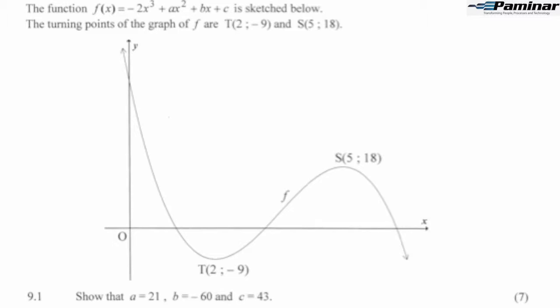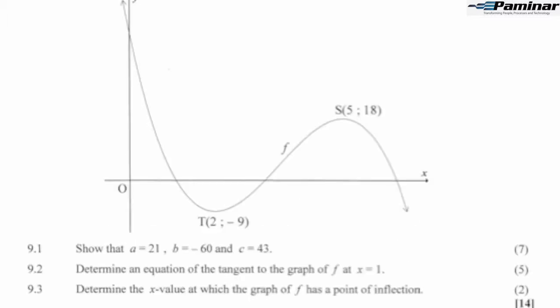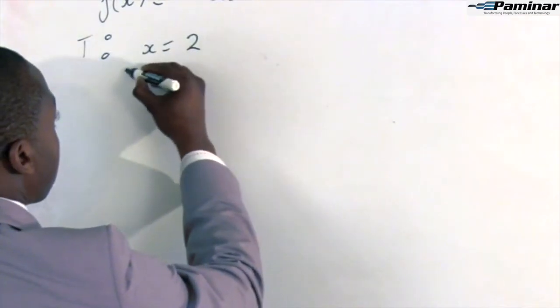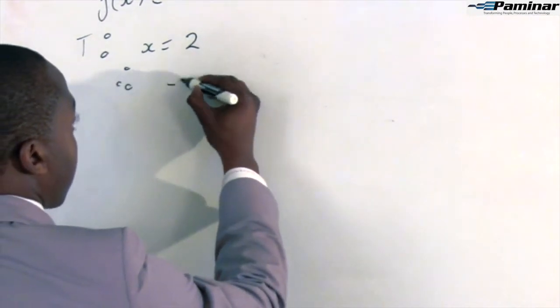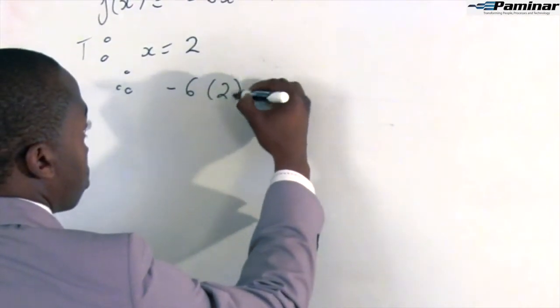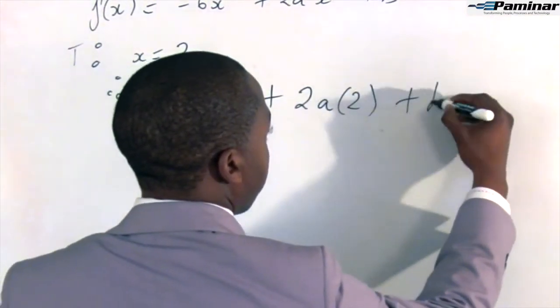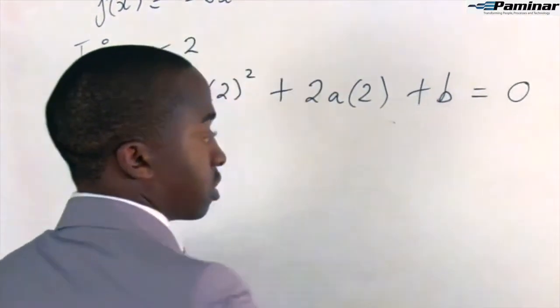And at both points t and s, the derivative should equal 0, because that's the turning point. But then what do we know at point t? At point t, we know that x is equal to 2. Therefore, negative 6 times 2 squared, plus 2a times 2 plus b should equal 0.